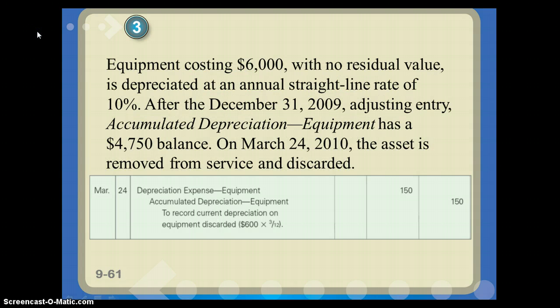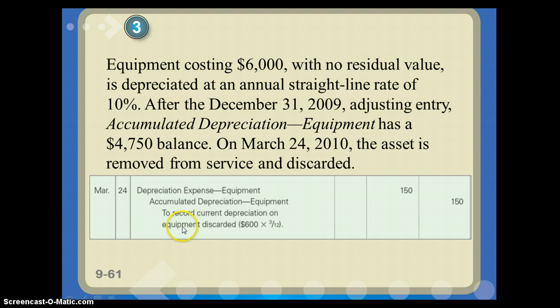We have another example, equipment costing $6,000 with no residual value, meaning it's going to be worthless when we're done with it, is depreciated at an annual straight line rate of 10%. After December 31st, 2009, adjusting entry, accumulated depreciation equipment has a $4,750 balance. On March 24th, 2010, the asset is removed from service and discarded. So you can take a look and see the explanation here.